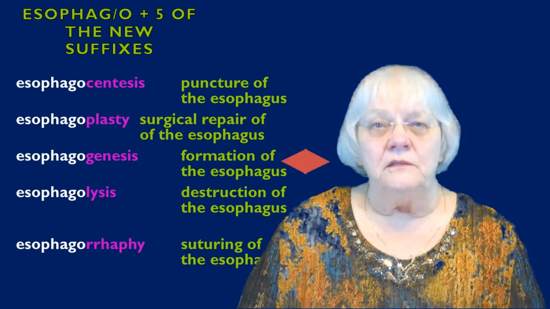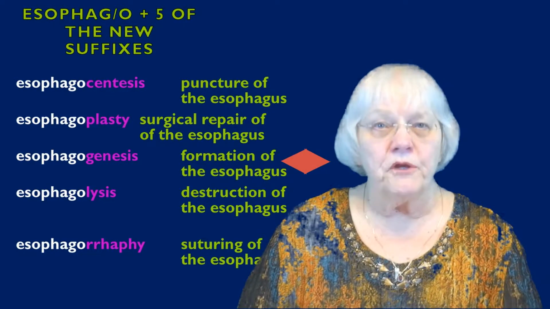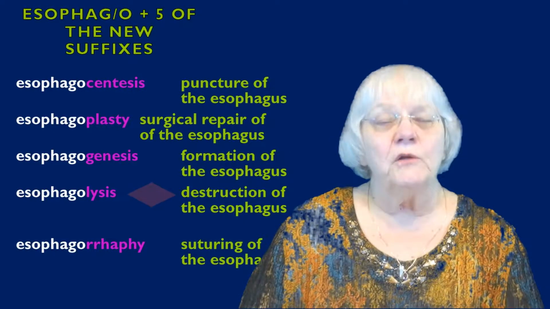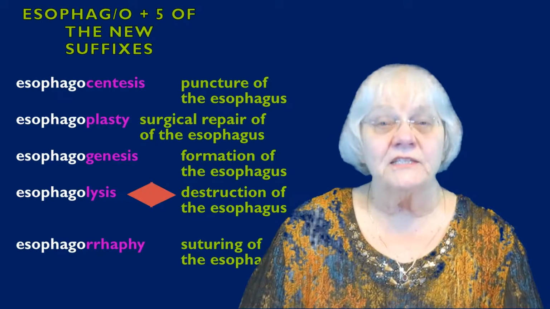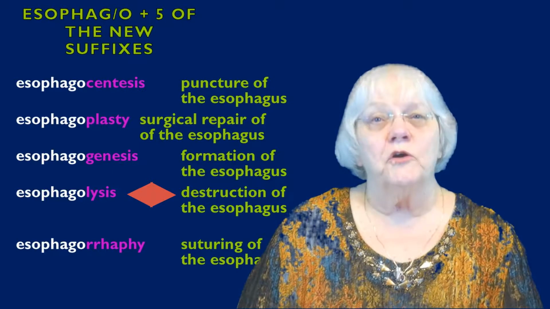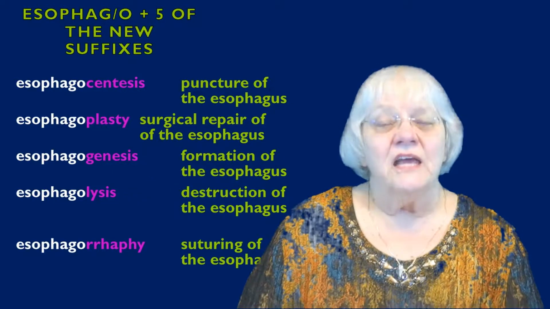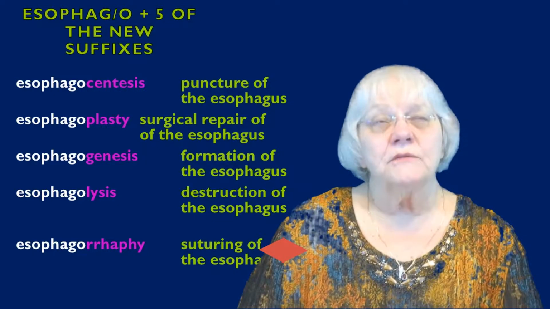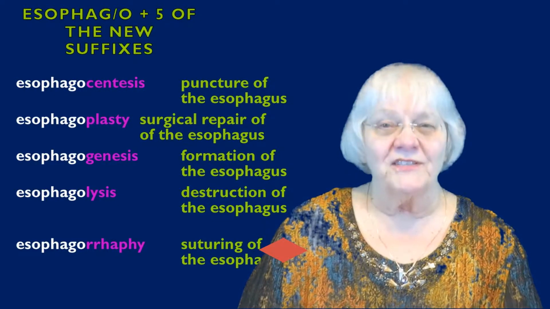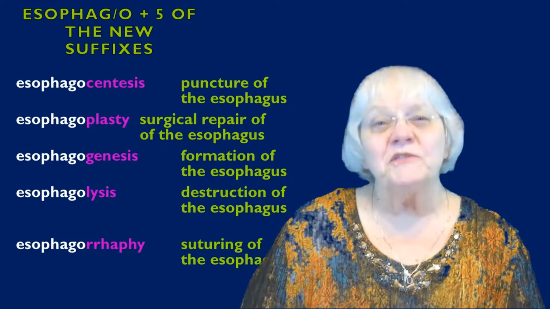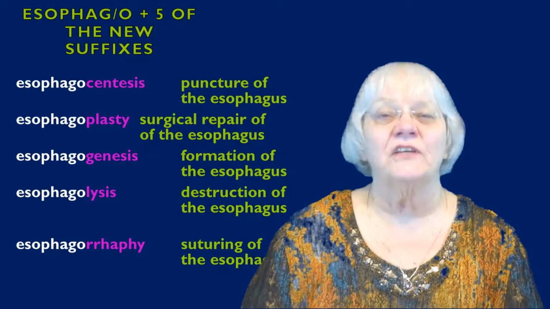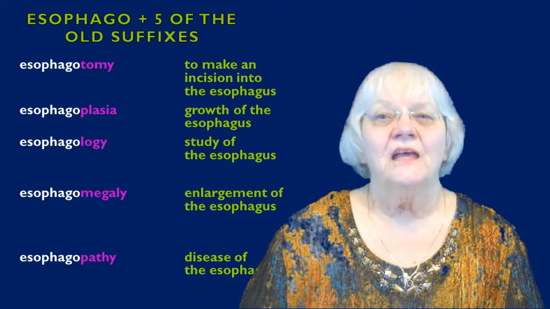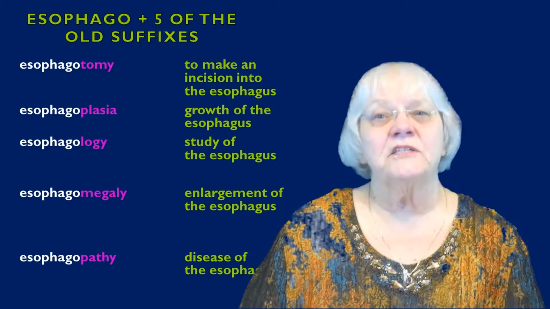Esophagogenesis, to form the esophagus, in the embryo perhaps. Esophagolysis would be dissolution or destruction of the esophagus. And finally, esophagorrhaphy would be suturing of the esophagus. So those are some of our new suffixes to go with esophagus. Let's look at some old suffixes to go with esophagus.